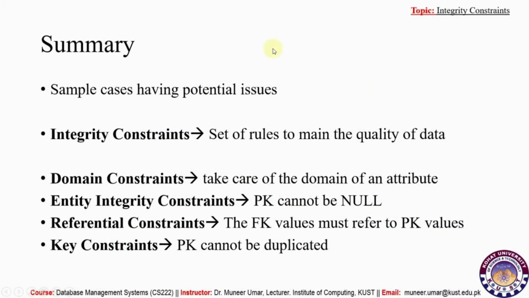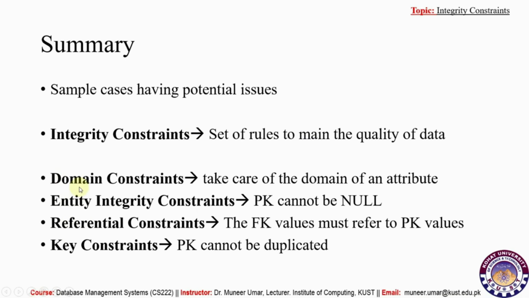This is the summary of today's lecture. First, we looked into some sample cases having potential issues. There were 4 cases, and all those cases were focusing on these types of integrity constraints. Then we defined the integrity constraints as it is a set of rules to maintain the quality of data in a database. Then we looked into the 4 types of integrity constraints.